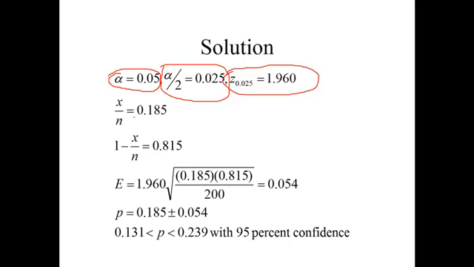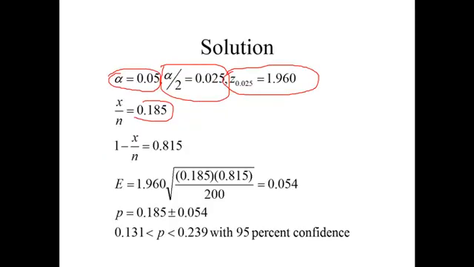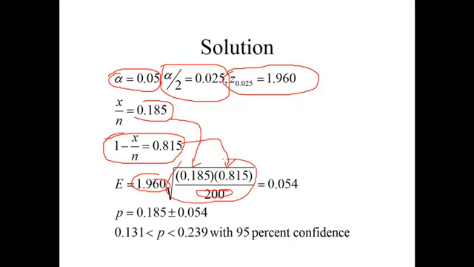Calculate x divided by n, which is 37 divided by 200. Calculate 1 minus x over n, and feed our formula for the standard error. We had a sample size of n equal 200. We run through the numbers. 1.960 times the standard error gives us a margin of error of 0.054.